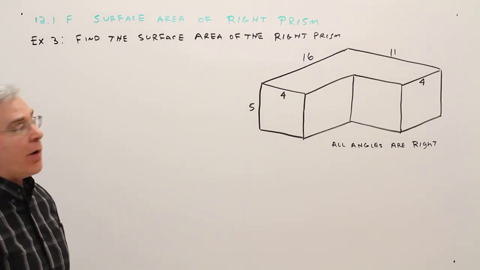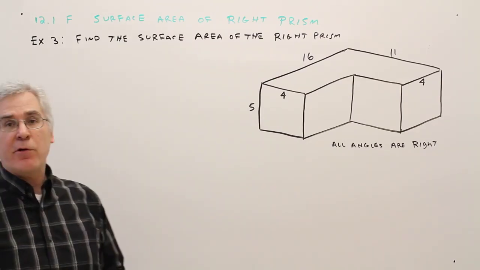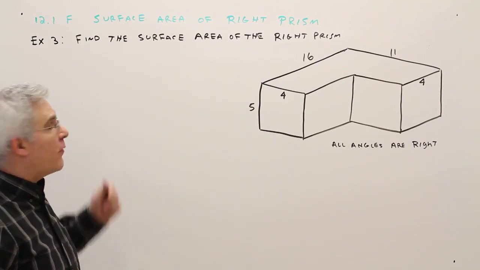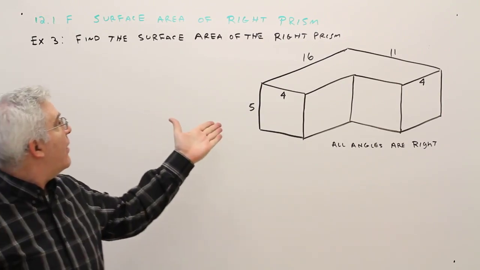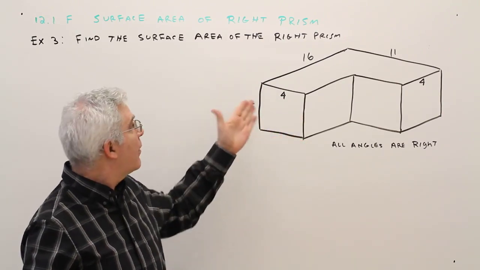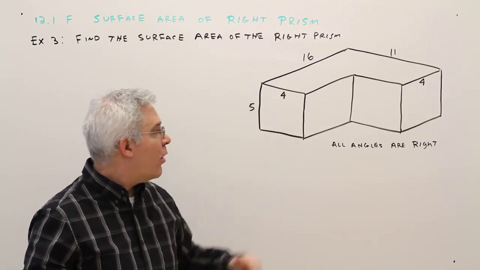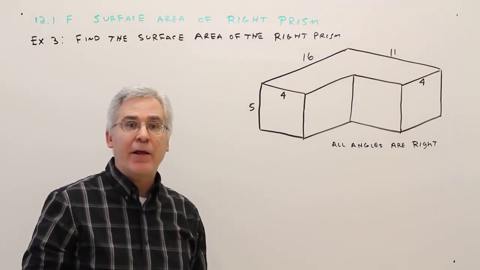Welcome to video 12.1f, surface area of a right prism. So this is example 3. Find the total surface area of the right prism shown. All angles shown are right angles.